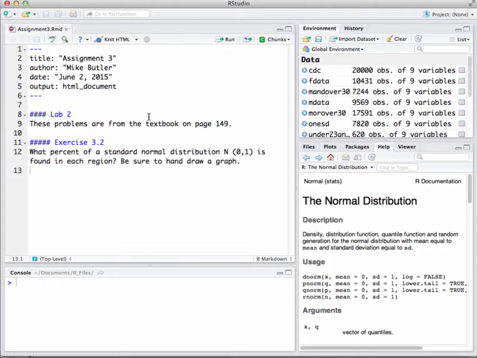So the problems that we're going to be doing in this lab are going to be coming from page 149. And I'll do a separate video for each of the exercises. And obviously you're watching this one. This one was titled Exercise 3.2.